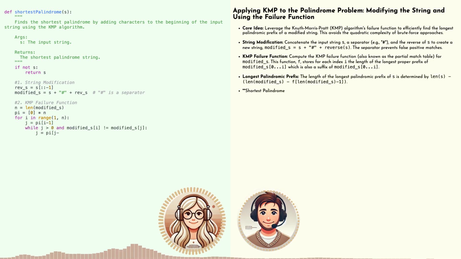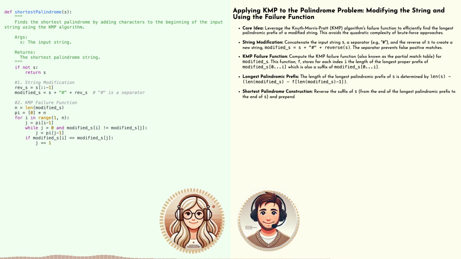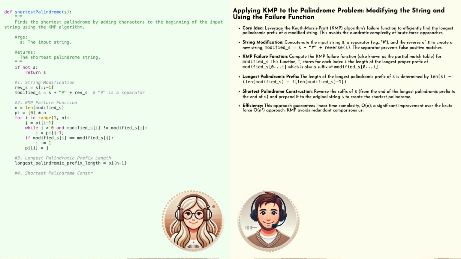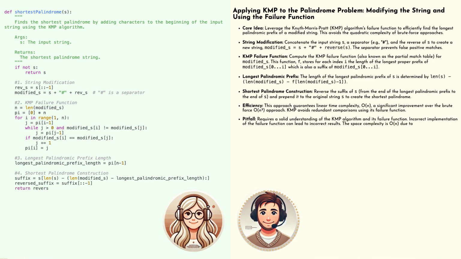Precisely. Now we apply the KMP algorithm to this modified string to generate what's called a failure function. Okay, a failure function sounds a bit ominous. What does this function actually tell us? Think of it like a roadmap for navigating mismatches.